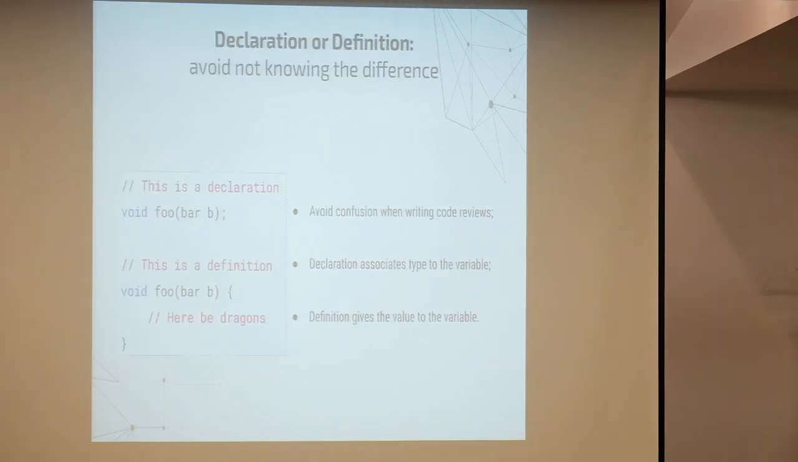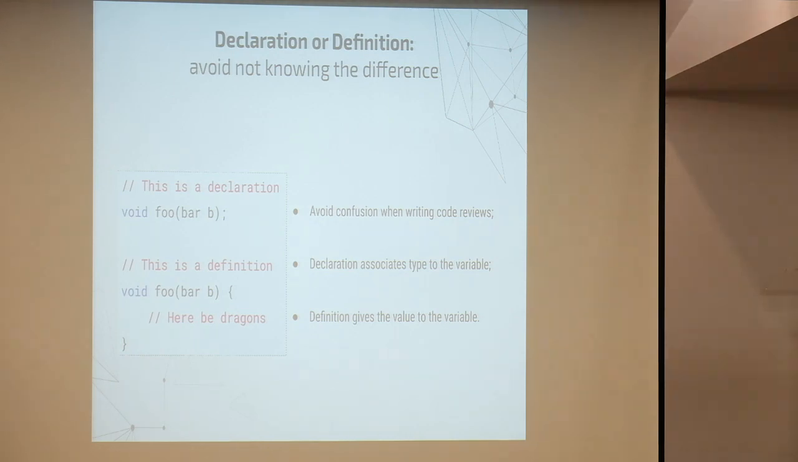Now, this might seem really basic, but I found out there is a lot of confusion with this. Know what is a declaration and know what is a definition. Imagine the following scenario. You write some amazing piece of code and somebody else is doing a code review. He says something like, I don't agree with the definition of your method. And I'm like, oh crap, what did I do wrong?